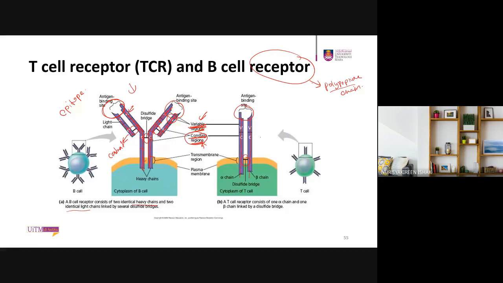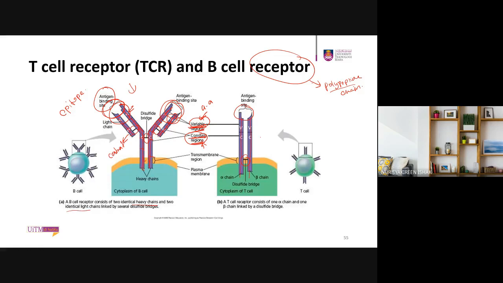Okay, for every B cells, the constant region of the receptor, the sequence of amino acid is the same. But for the variable region, for every B cell tu, dia punya variable region, dia punya amino acid sequence is different. Why is it different? Sebab dia akan menentukan the shape of the binding site.